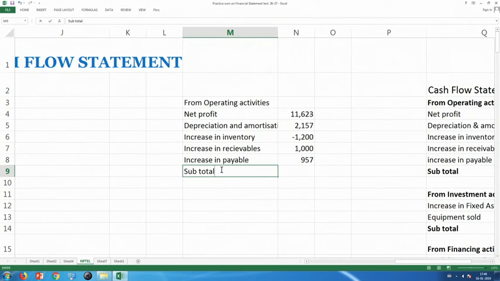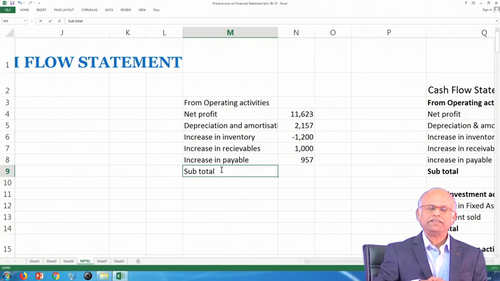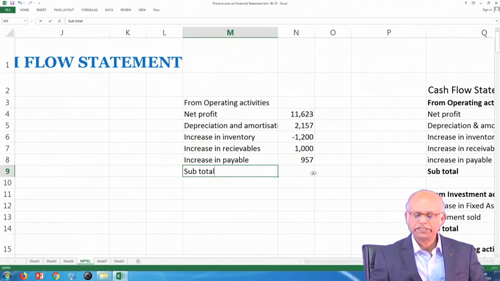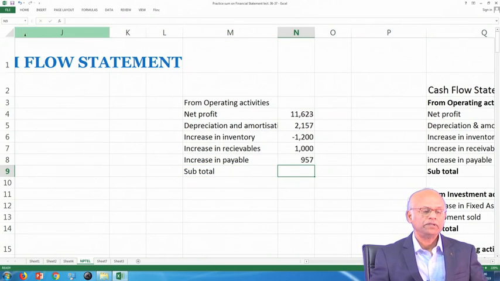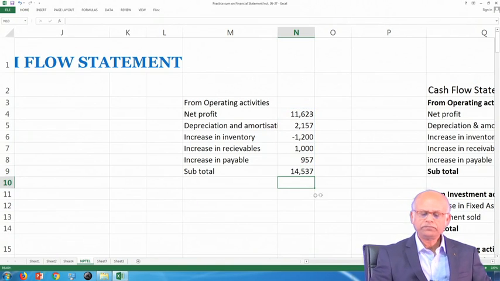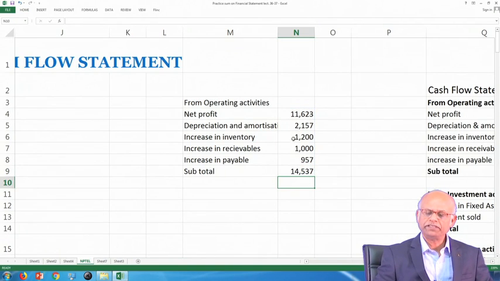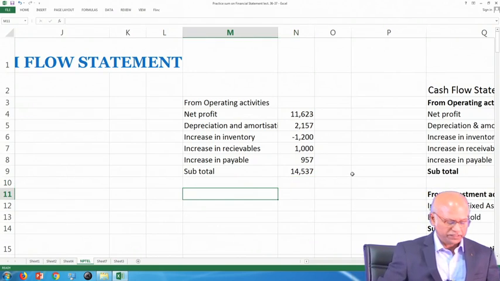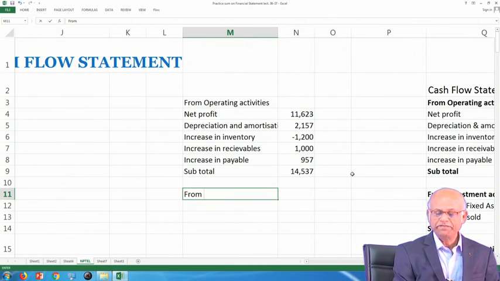See, as I mentioned, cash flow from financing activity includes loans from banks and contribution to equity. So, there should be no ambiguity on that. So, total is 14,537; this negative has been taken care of. Now, let us estimate cash flow from investment activity.